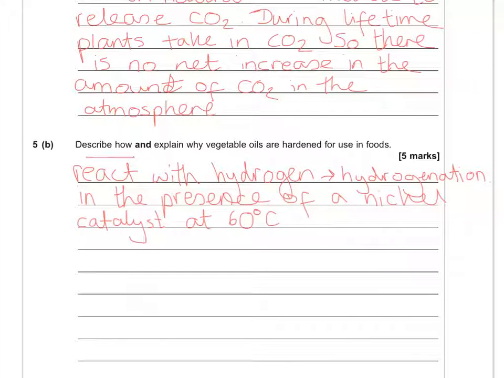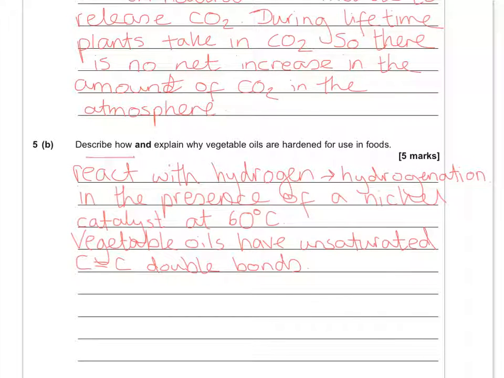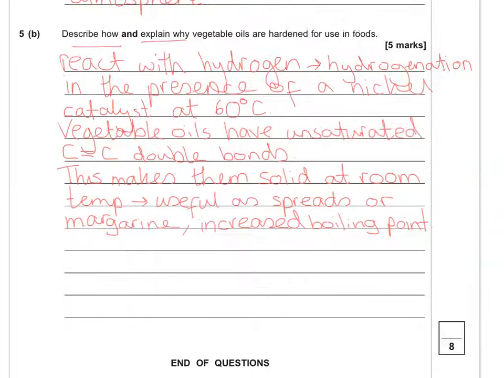Then you need to say that vegetable oils are unsaturated, or that they have carbon-carbon double bonds. So the fact that they do have the double bond is why we can add more hydrogen to them. Okay, so it makes them saturated. And then the reason that we do this is to make them solid at room temperature, which makes them useful as things like spreads or margarine. And even if you give them a higher melting point, that will get you a mark too.